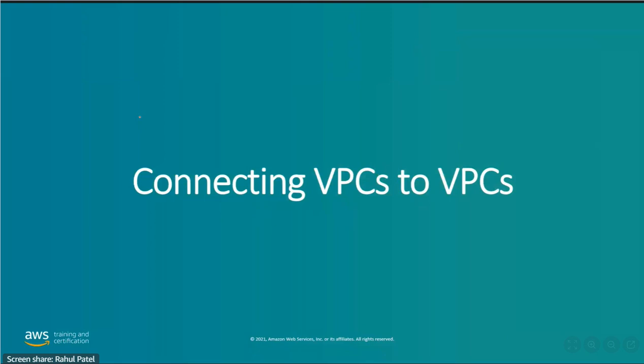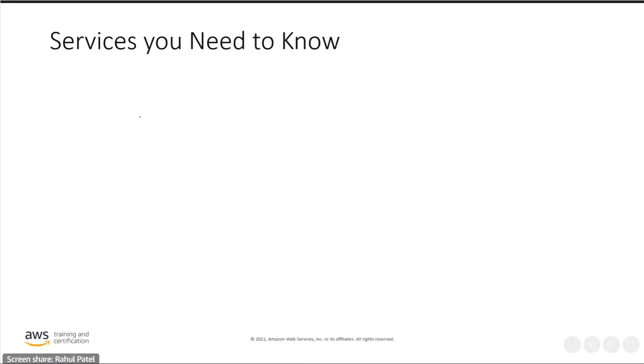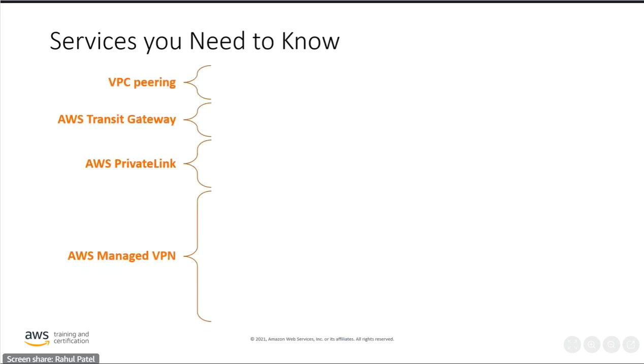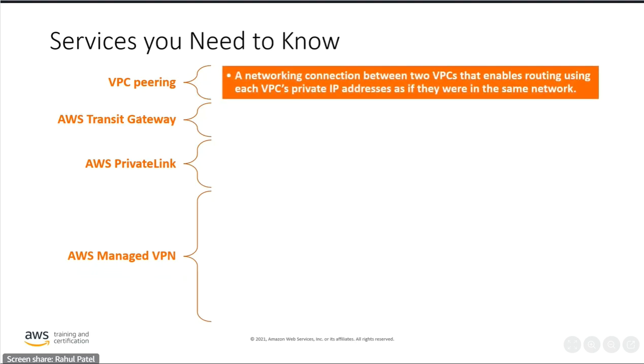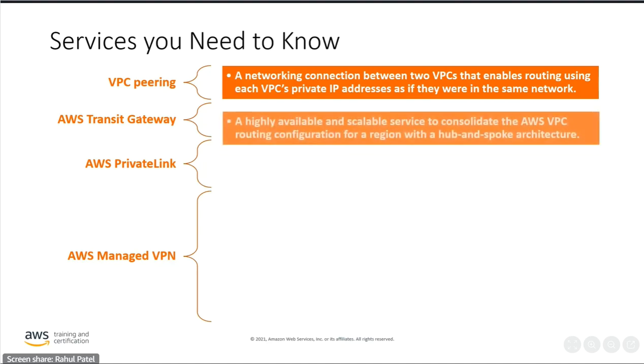And if you want to connect multiple VPCs, the services that you need to know are VPC peering, transit gateway, PrivateLink, and managed VPN. So VPC peering is where we create a peering connection between two VPCs. Again, we make the entry in the route table, and then the resources inside these VPCs can use private IP addresses to do the communication.